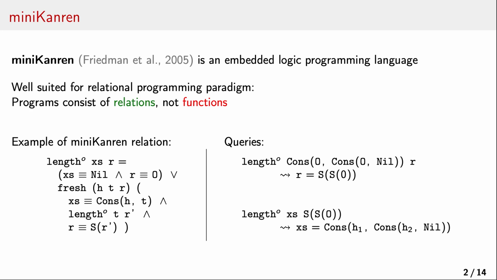With this relation, we can define queries, and miniKanren will perform a search to find answers. For example, we can specify the list, and miniKanren will calculate its length. Alternatively, we can specify the length, and miniKanren will generate a list of this length. This is, of course, no news for logic programming, and the same can be done in Prolog too. But miniKanren is actually much more effective for this paradigm in more complicated cases, due to its purity and the specific search strategy.